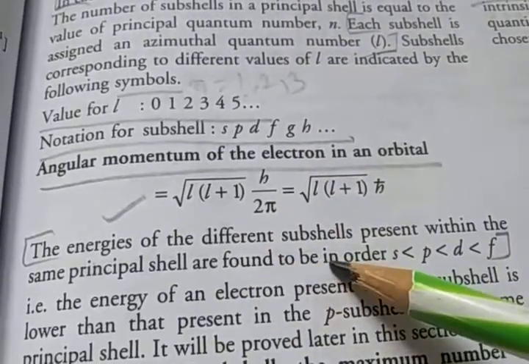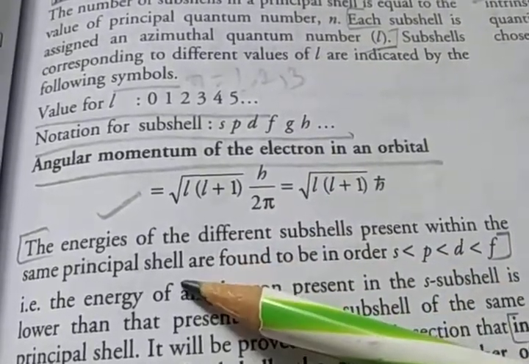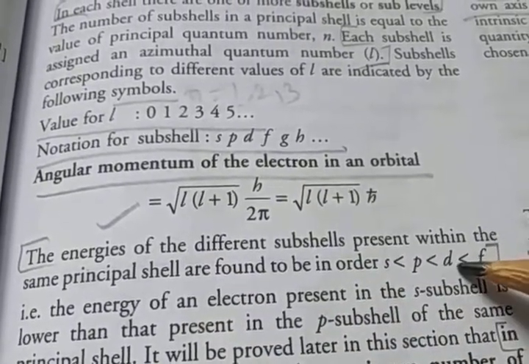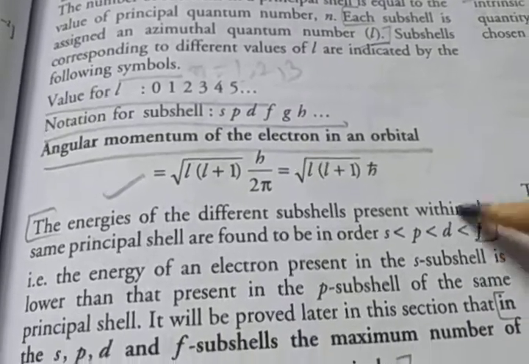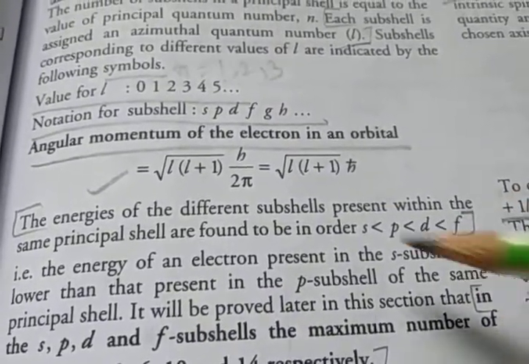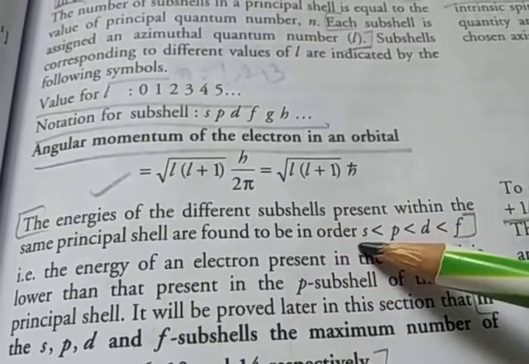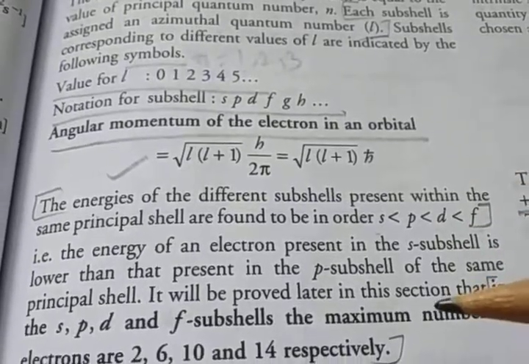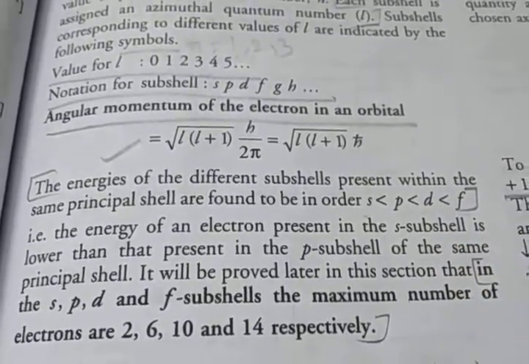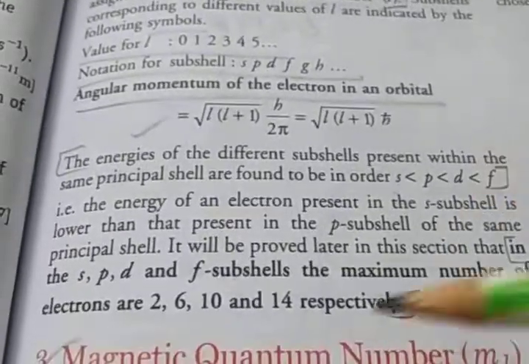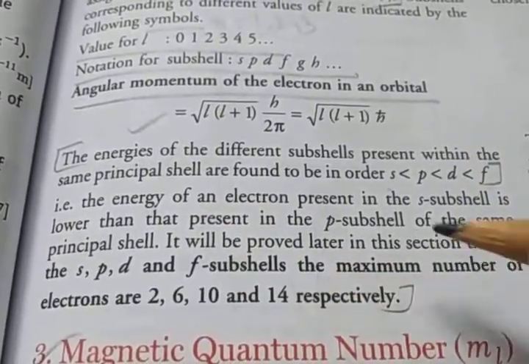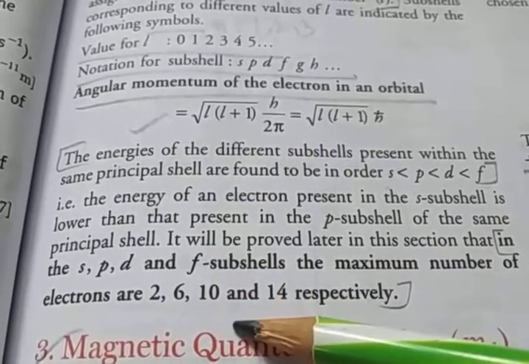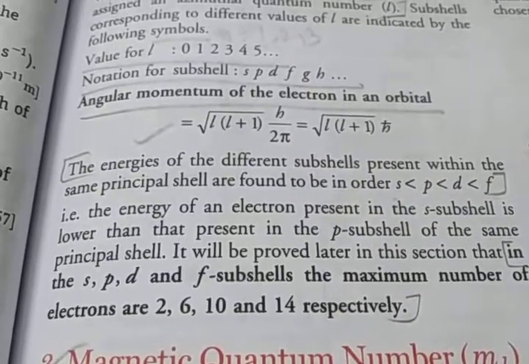The energies of the different subshells within the same principal shell are found to be in the order s less than p, p less than d, and d less than f. That means f is the greatest. So the energy of an electron in the s subshell is lower than in the p subshell of the same principal shell. This will be proved later in this section. In the s, p, d, f subshells, the maximum numbers of electrons are 2, 6, 10 and 14.